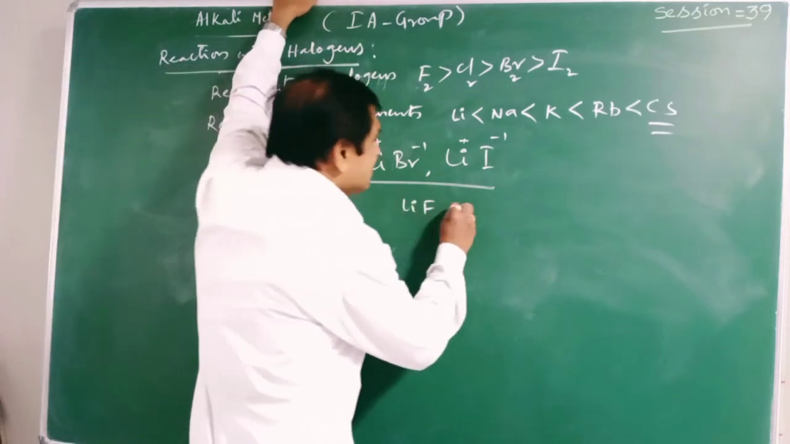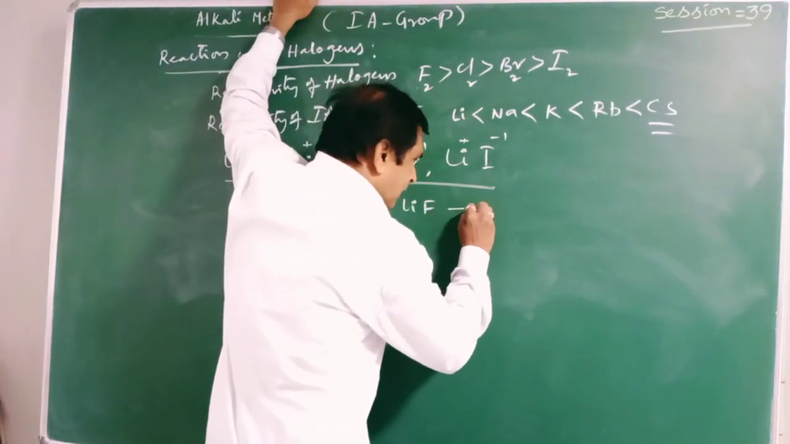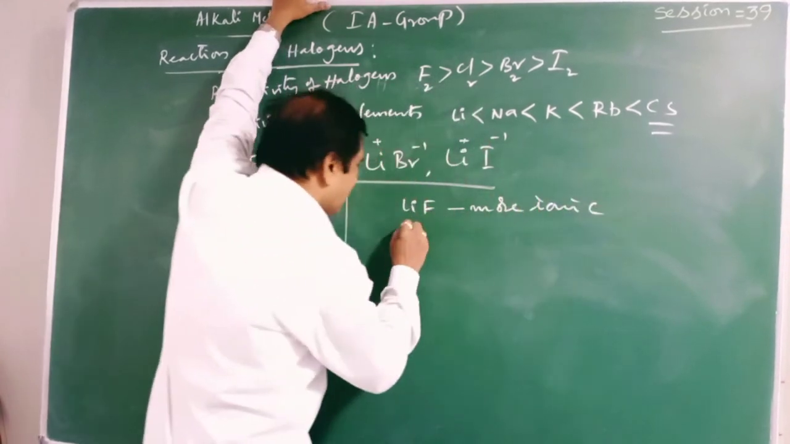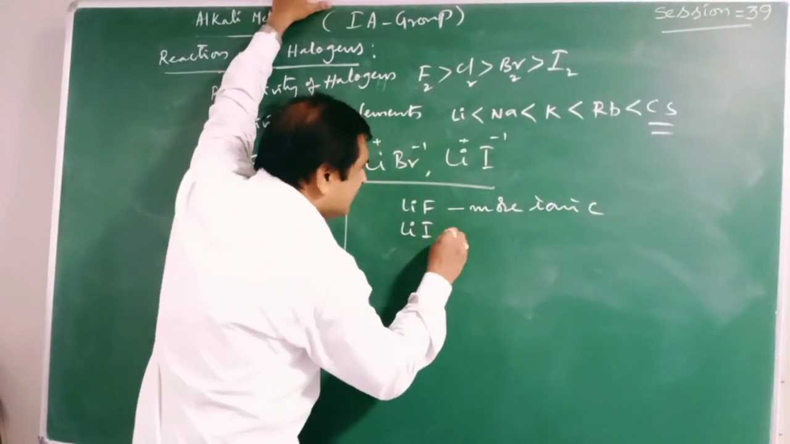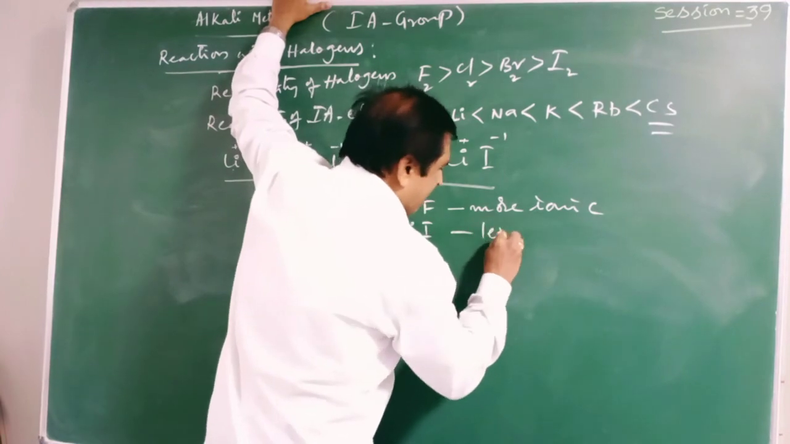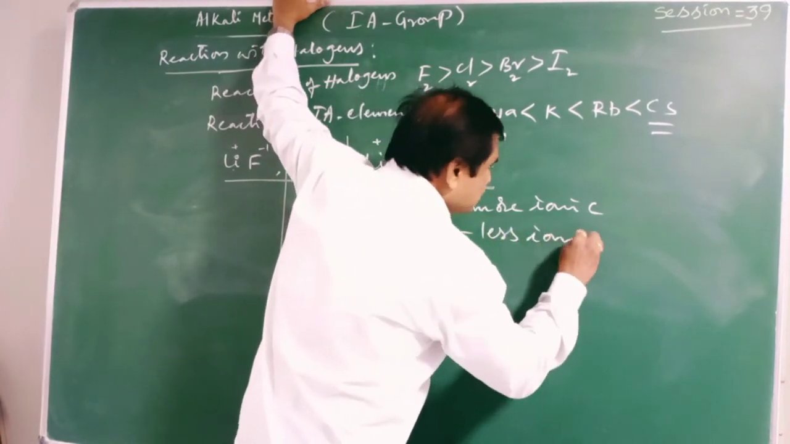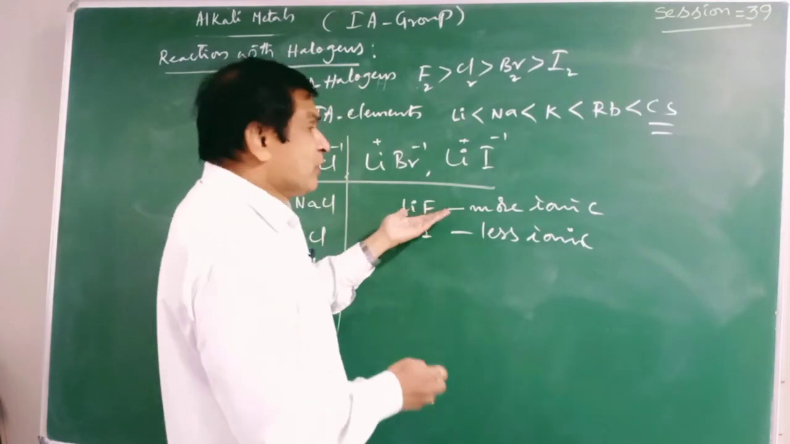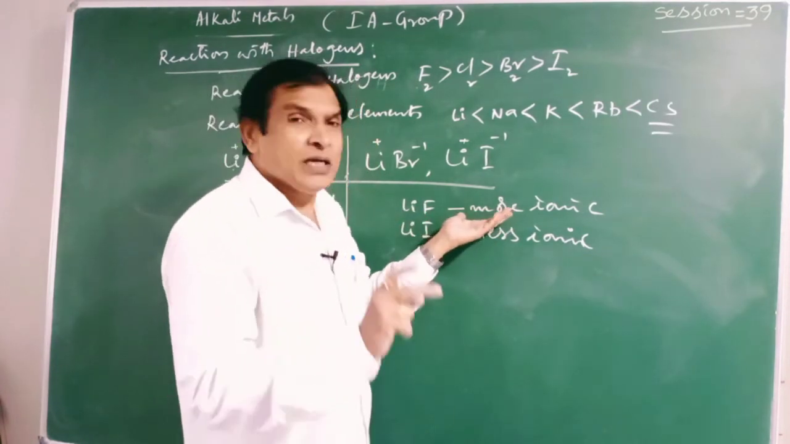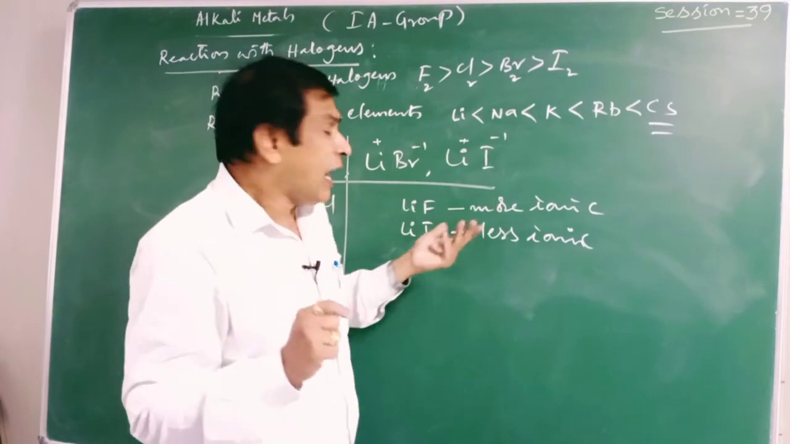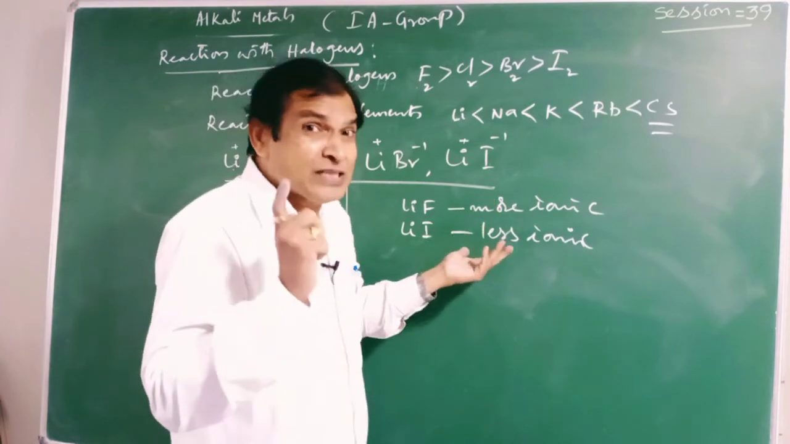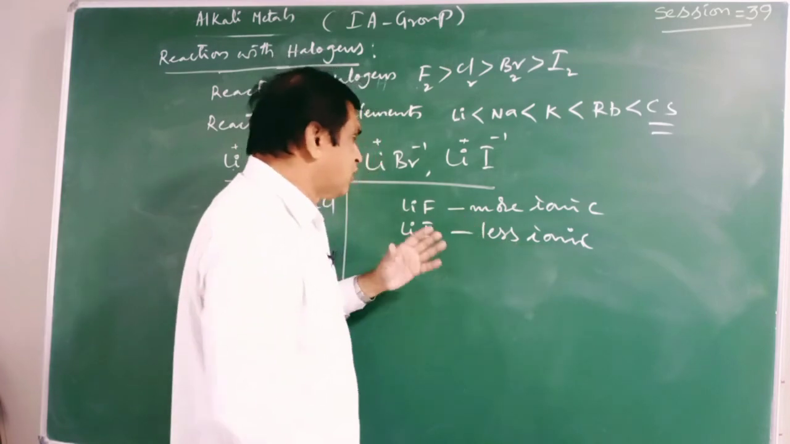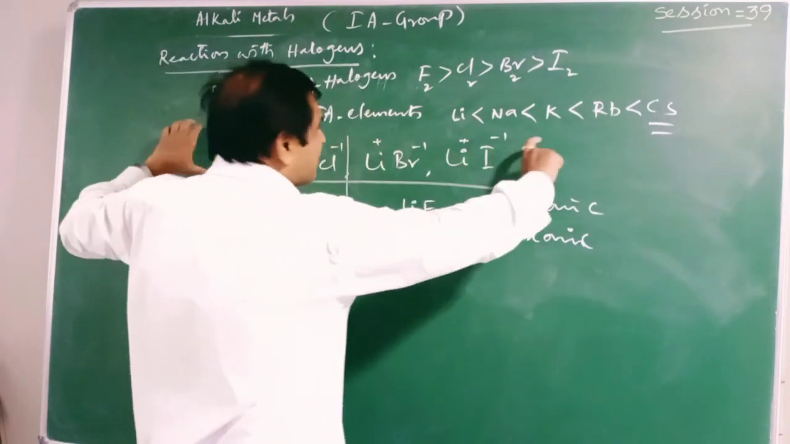That means lithium fluoride is more ionic, and lithium iodide is less ionic, meaning it is more covalent in nature. Lithium fluoride, being more ionic, is soluble in water, and lithium iodide is less soluble in water because it is less ionic in nature. That is the halides of lithium.